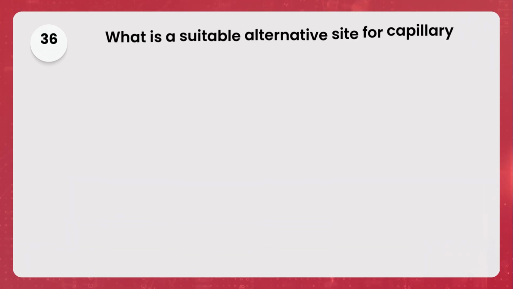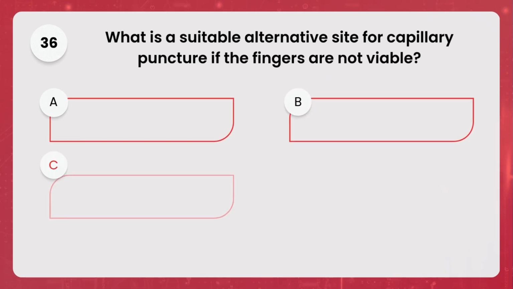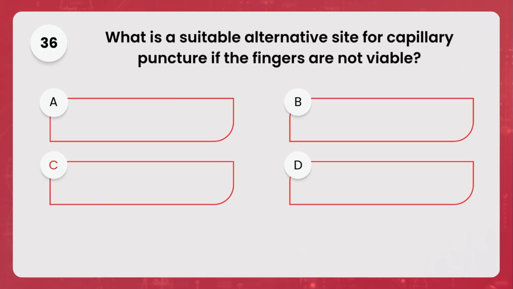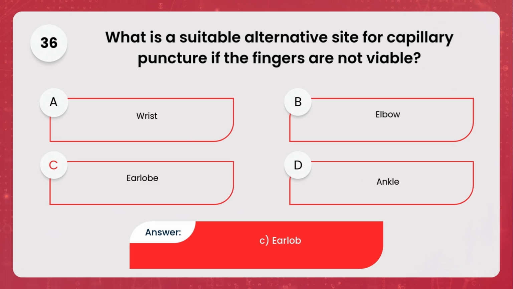Number 36. What is a suitable alternative site for capillary puncture if the fingers are not viable? A, wrist, B, elbow, C, earlobe, or D, ankle. The answer is C, earlobe.